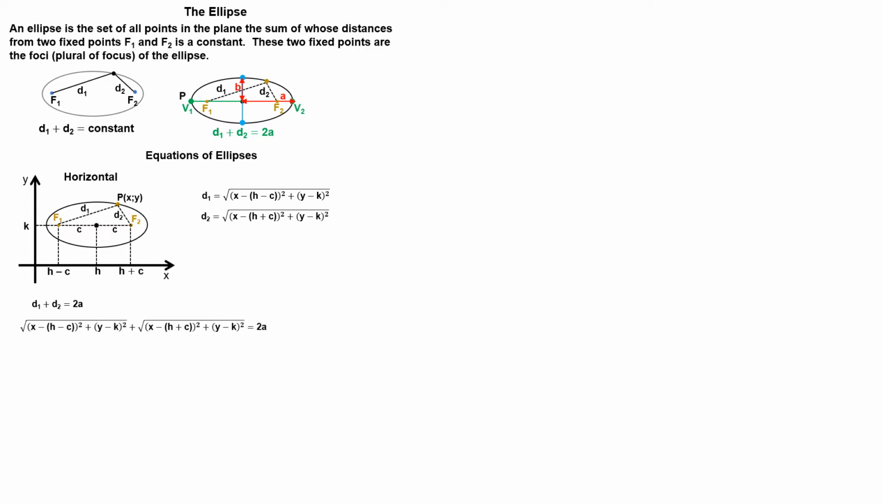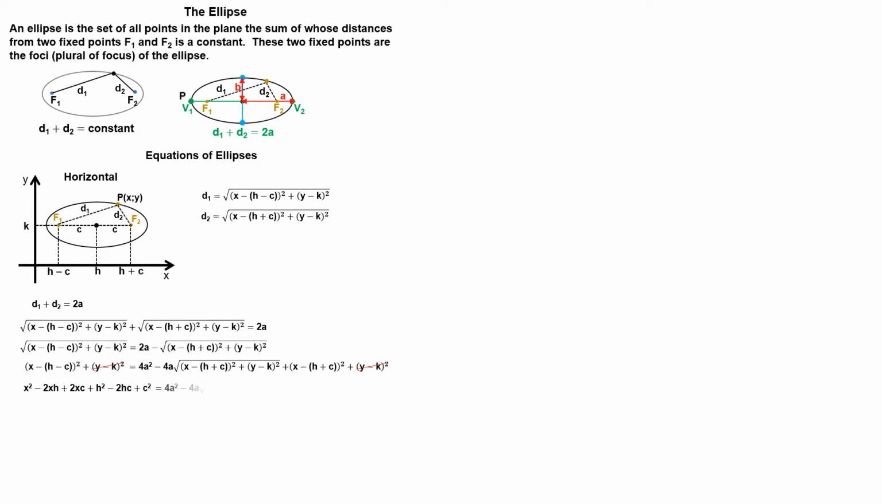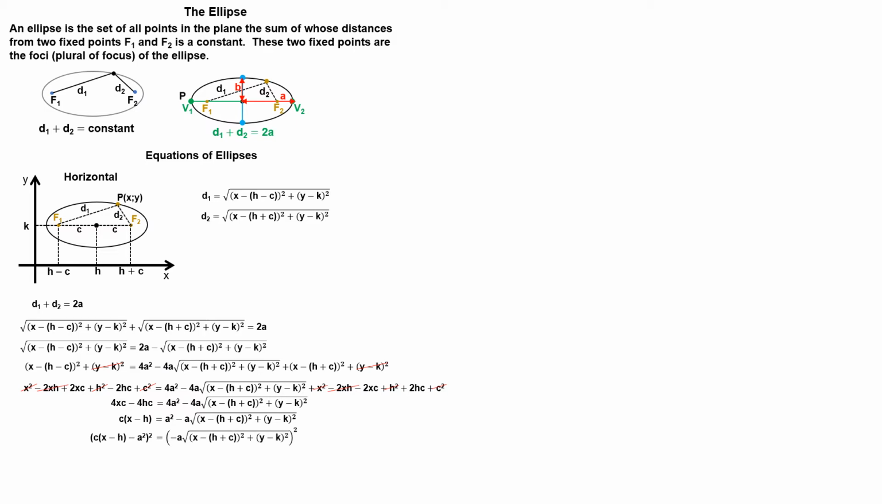We want to get rid of the radicals, so we will move one term to the other side and then square both sides of the equation. Let's expand the brackets and simplify. We square both sides to get rid of the radical again. Expand the brackets and simplify again.